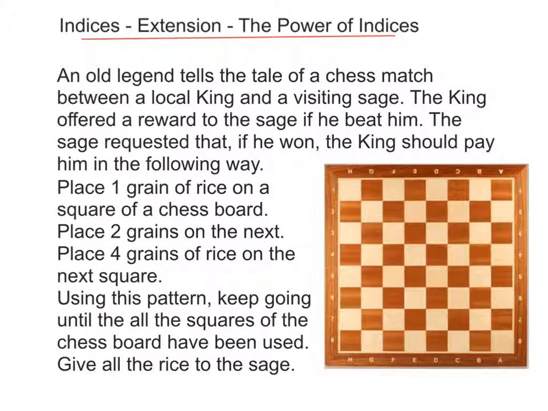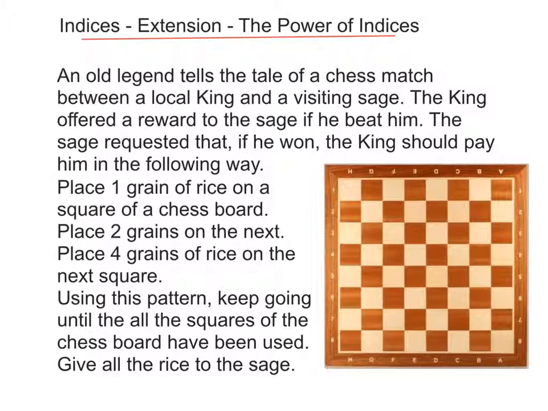In this video, we're looking at the power of indices, the power at which they increase rapidly until the number becomes astronomically large. An old legend tells the tale of a chess match between a local king and a visiting sage. The king offered a reward to the sage if he beat him.